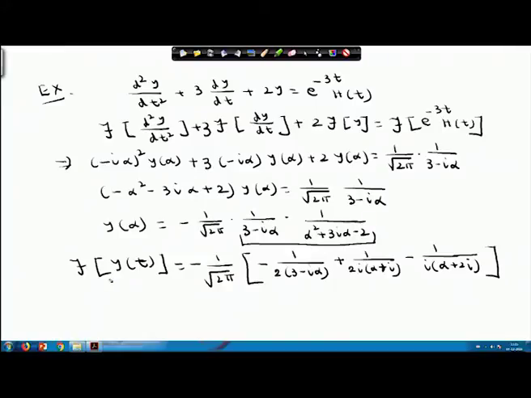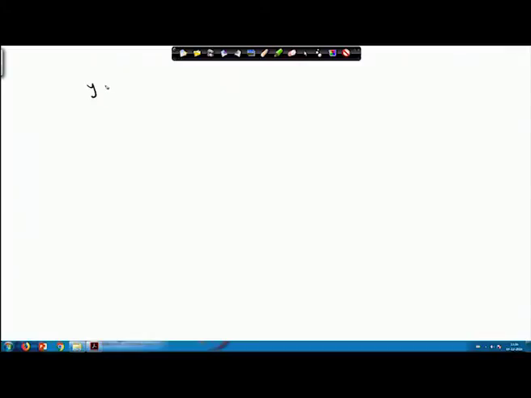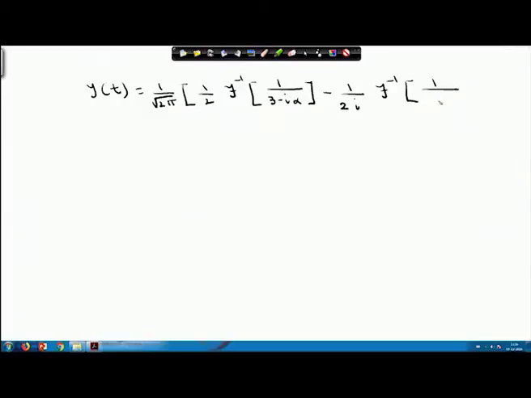So, once I am getting the Fourier transform of y(t), from here you can write down y(t) equals, using inverse Fourier transform, 1 by root 2 pi, minus we can take outside, half into Fourier inverse of 1 by 3 minus i alpha minus 1 by 2i Fourier inverse of 1 by alpha plus i plus 1 by i into Fourier inverse of 1 by alpha plus twice i.